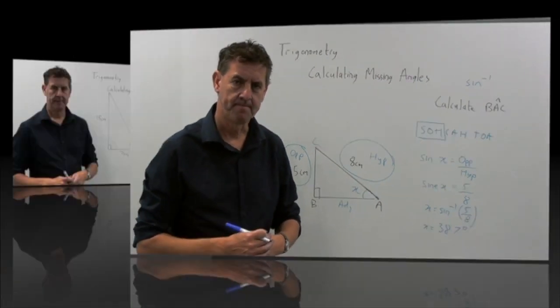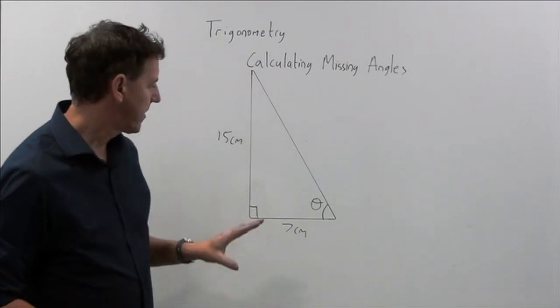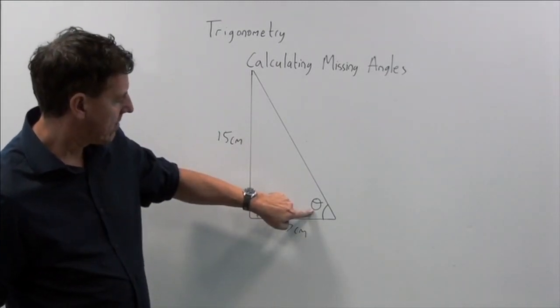Let's have a look at another question. Okay, let's look at this right angled triangle. This time I'm going to try and calculate this missing angle, okay?